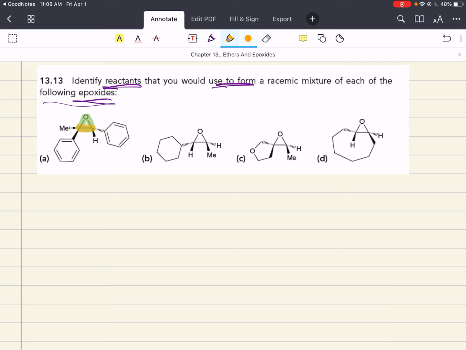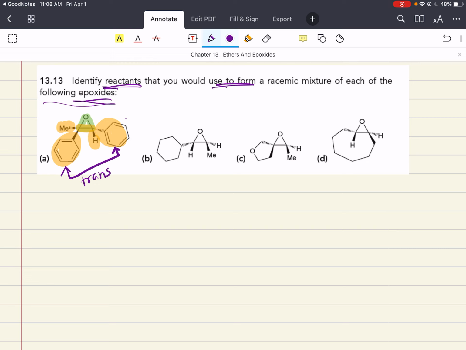What are the 4 groups attached there? We have a methyl on a dash. We have this benzene ring on a wedge. We have another benzene ring on a dash, and a hydrogen. So these 2 benzene rings, one on a wedge and one on a dash, are trans to each other. That's very important for us to keep in mind.